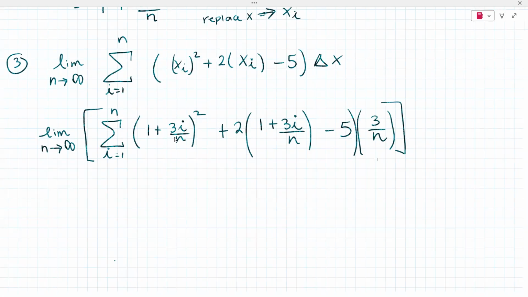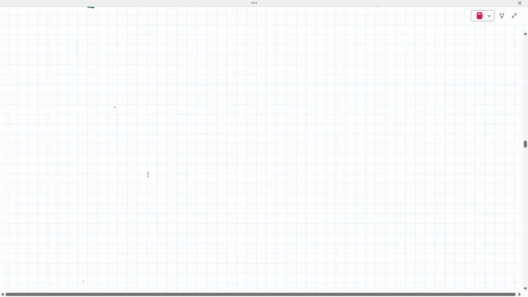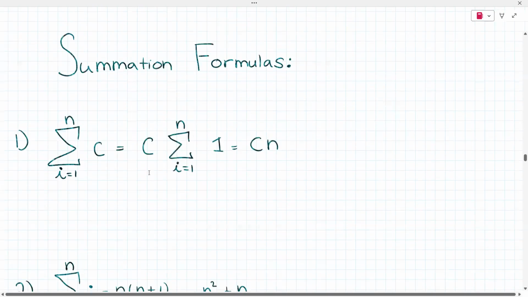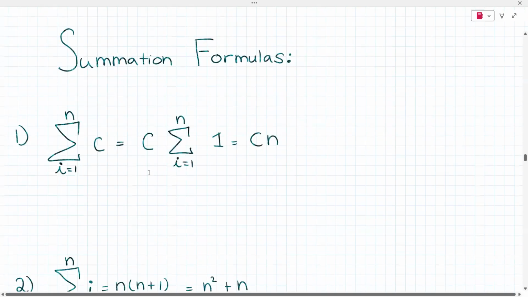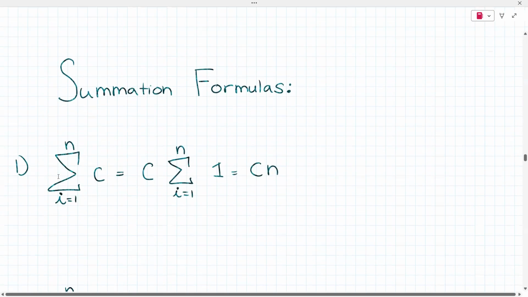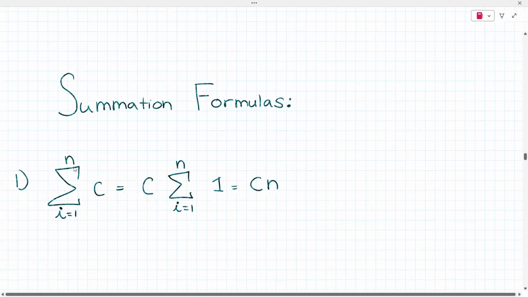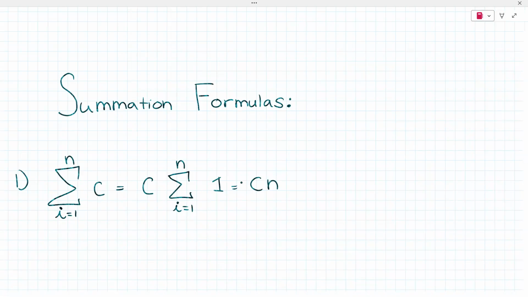Okay, so now the next step is we're going to solve the actual summation. So this is why we need to go over the summation formulas. So go ahead and write these down, because we will use these later on when we do more of the examples. So the first one is summation of i goes to n of c equals this. So basically, if you have a constant, you can pull that out in front of the summation, right? And then it's going to be equal to this. So pull it out, and you get the sum of 1 equals n, so it's c times n.